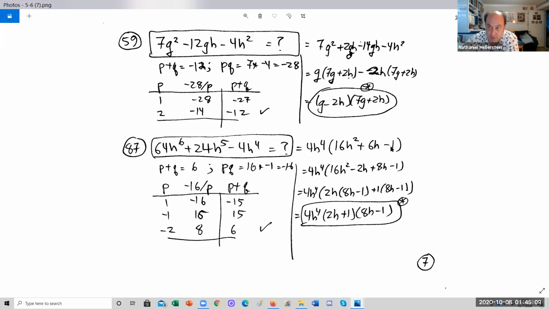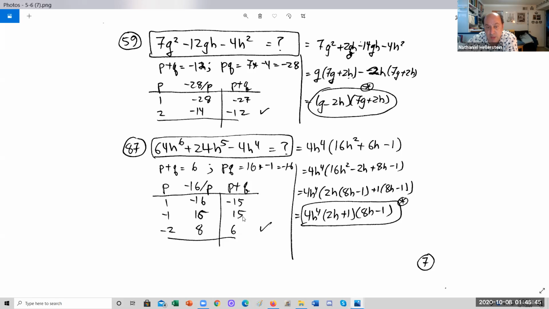Now, all right, the ac method shows up. We need two numbers p and q whose sum is this middle coefficient 6, and whose product is 16 times negative 1, which is negative 16. So whatever p is, q is negative 16 over p, and we look for the right sum. If p is 1, and q is negative 16, the sum is negative 15. Wrong sign, because this is positive and this is negative. So we flip it. If p is negative 1, then q is positive 16, and the sum is positive 15.